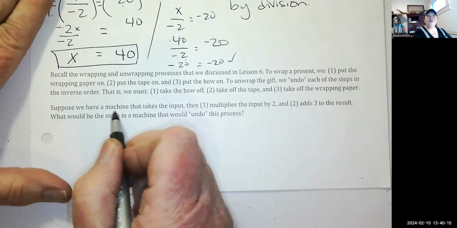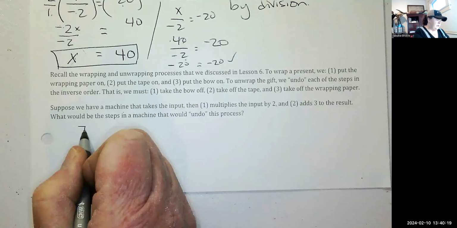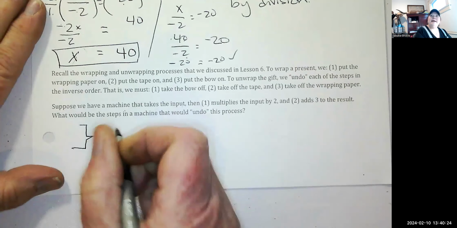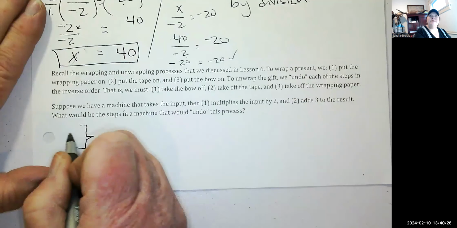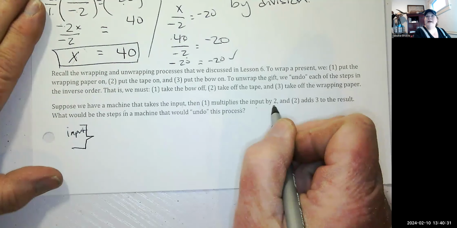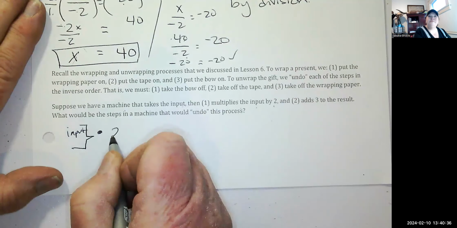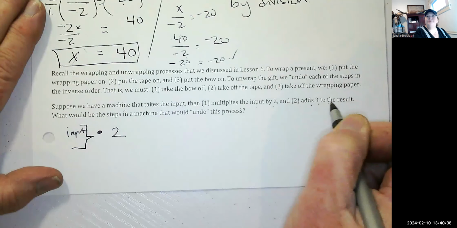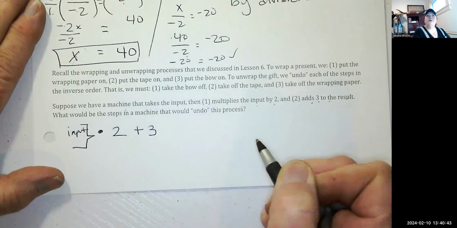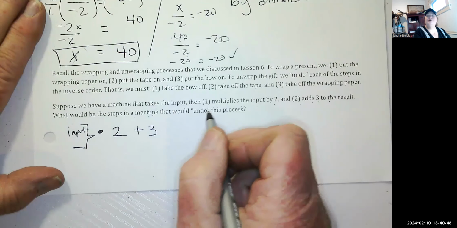So suppose we have a machine that takes the input. So we have a machine and it takes the input. This is our input. I'm not good at drawing. Multiplies the input by 2. Multiplies it by 2. And then adds 3 to the result. Okay. What would be the steps in a machine that would undo this process?